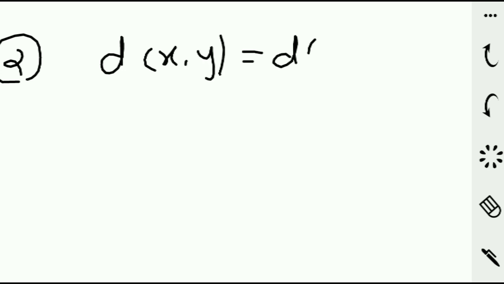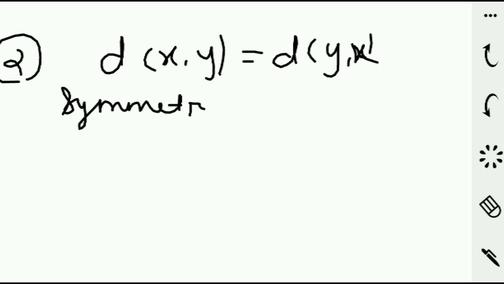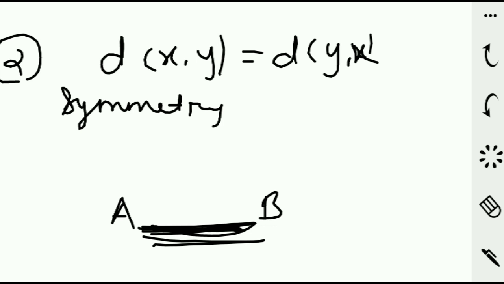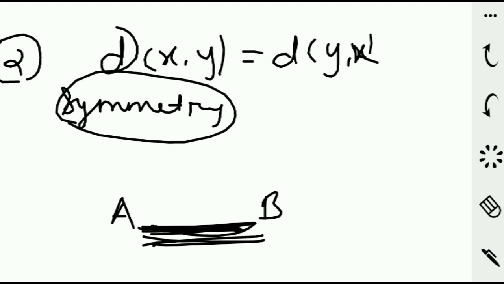The second property says that the distance between x, y should be equal to the distance between y, x. This property is also called the symmetry property. It means that the distance from point A to point B will be equal to the distance from point B to A. If you take it either way, you will get the same distance. So D should satisfy this property as well.